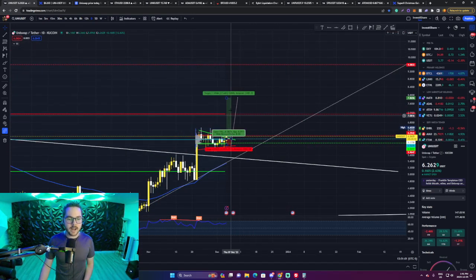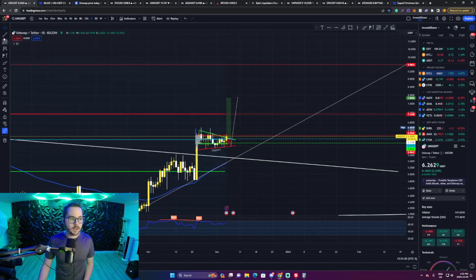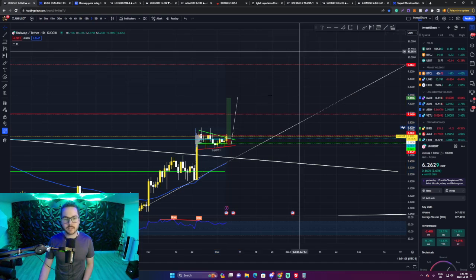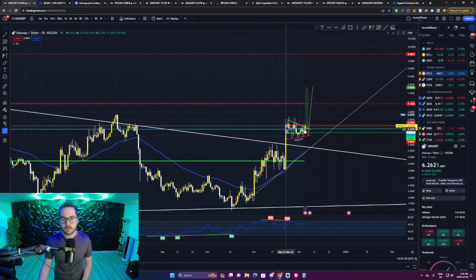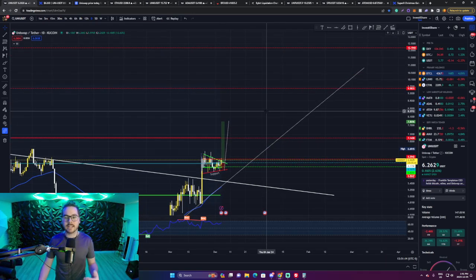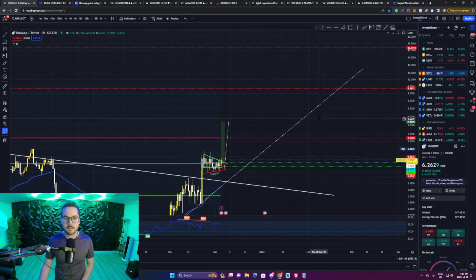Now, if we end up creating a higher high in the daily, then we can start drawing the evolving momentum from here. But right now, it's a little bit too early. We don't know if that's going to be respected or not. So we got to wait for the higher high, and then we can start drawing evolving momentum to see if we're going to get to our target faster than what we currently anticipate.